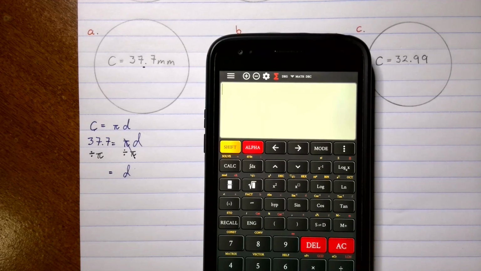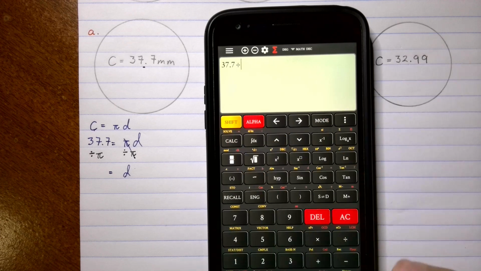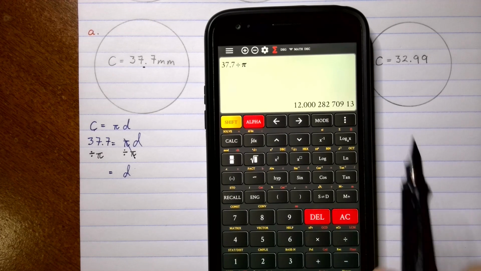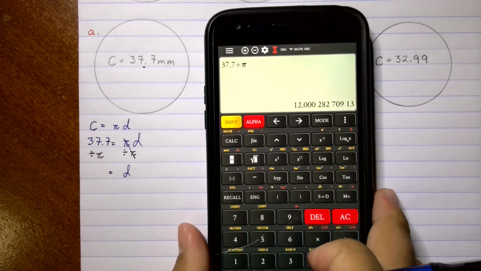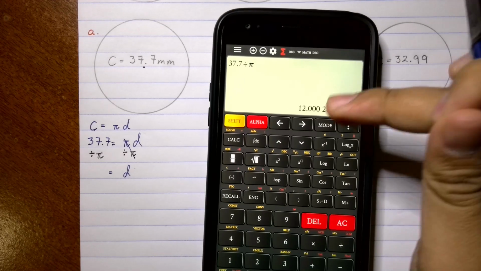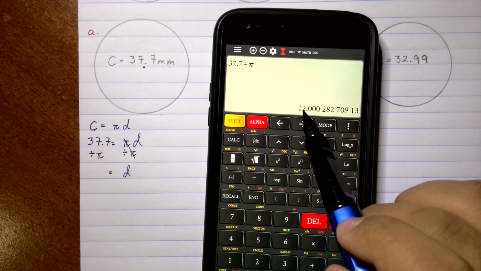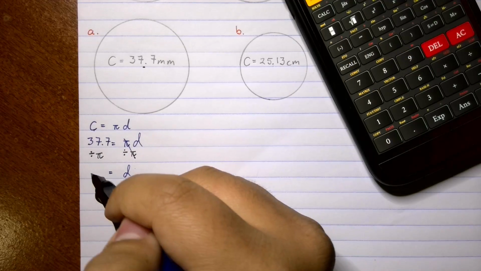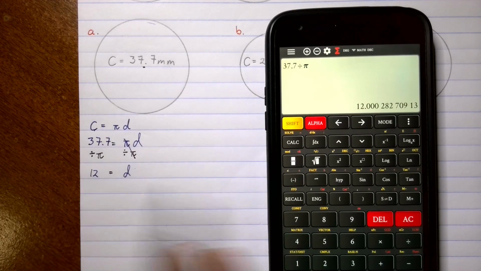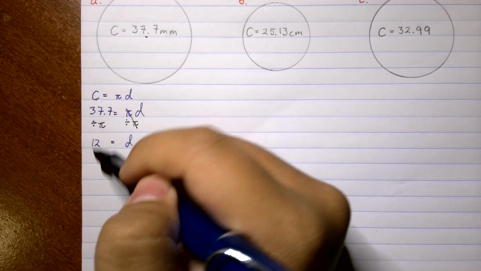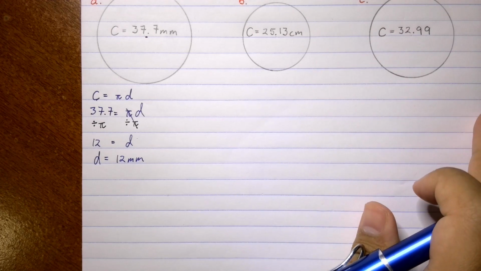Here we are. So we get 37.7 divided by pi, which will give us 12.002827, and so on. But I'm just going to take that value because look how many decimal places there are. Those are insignificant to us. We'll just take the whole value of 12. Yep, so the diameter of this circle is 12. Just let me flip this around. So diameter is equal to 12 millimeters.